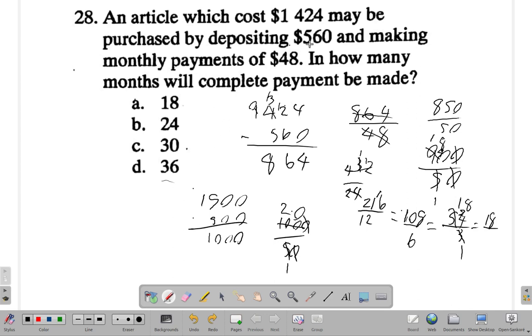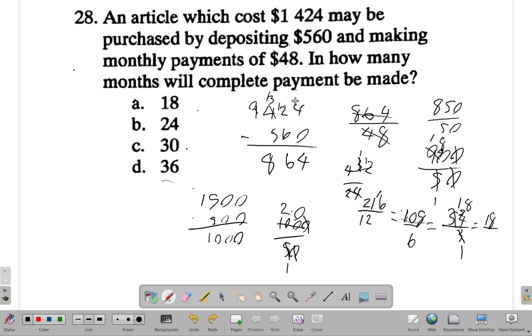In case you're running out of time, just take some approximation to these values and see how they work out. But doing it fully, if you're not running out of time, you could do it fully and you get 18 as the answer. Alright?